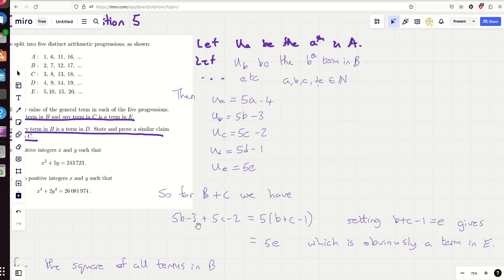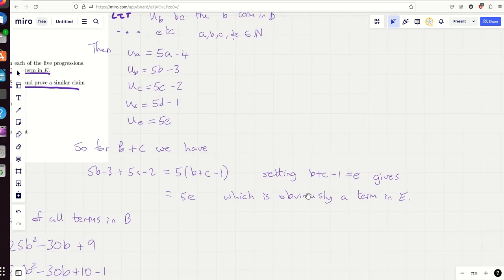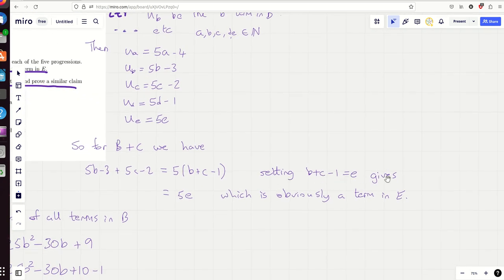Okay, so 5b minus 3 plus 5c minus 2, you know, add it together. You've clearly got a multiple of 5 there after a bit of factorising. I set b plus c minus 1 equal to e, and that gives 5e, which is obviously a term in E.